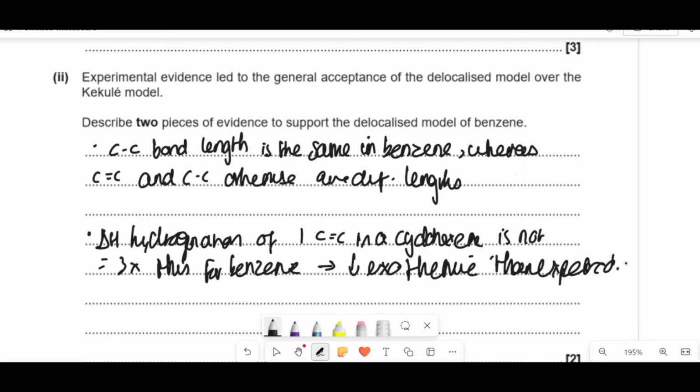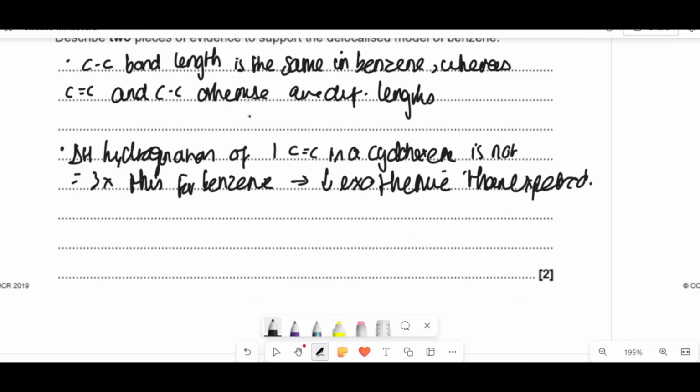As well as that, you could say that benzene is less reactive. It requires a halogen carrier catalyst. It can't just do electrophilic addition freely. You can't just say benzene's unreactive. That's not enough. You could also say it does not readily decolorize bromine. It reacts with substitution instead of addition. So there's a couple as well.